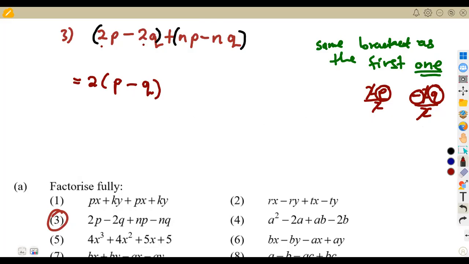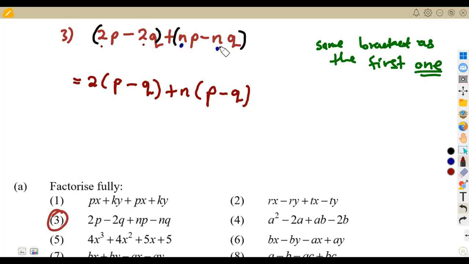All right, so remember what I said. In your factorization, the second bracket is supposed to give us the same bracket as the first one that we have, which is p minus q. So whatever you're going to factor out, it must give us p minus q. So I have to consider n and n here to give us p minus q. It must be a positive, all right? So I'm going to factor out positive n. If I factor out positive n here, I'm going to be left with positive p. So np divided by n is going to be positive. Minus nq divided by n is going to be a negative.